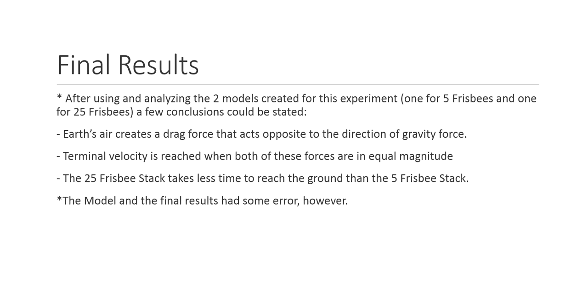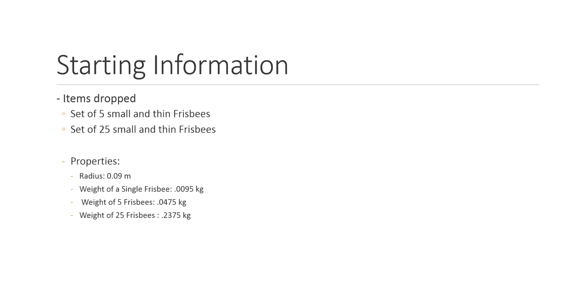So our final results are that after using and analyzing the two models created for this experiment, as in one for 5 frisbees and one for 25 frisbees, we can say that Earth creates a drag force that acts opposite to the direction of gravity force. The terminal velocity is reached when both of the forces are in equal magnitude, as in the force of gravity and the force of drag, and that the 25 frisbee stack takes less time to reach the ground than the 5 frisbee stack. As you'll see later on, the model and the final results had some errors, however, when compared to the actual observed data obtained from Tracker.